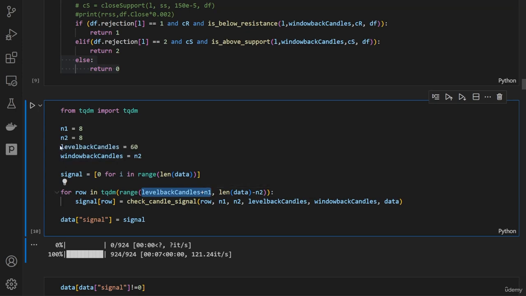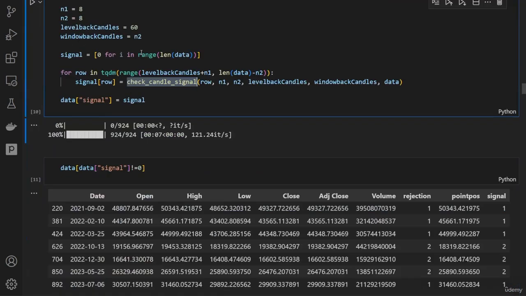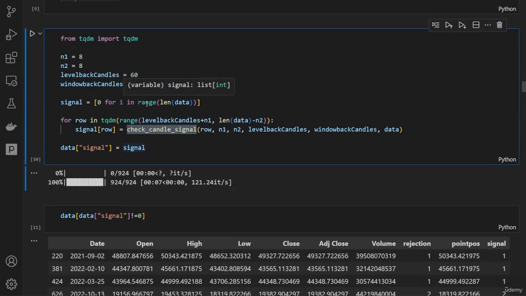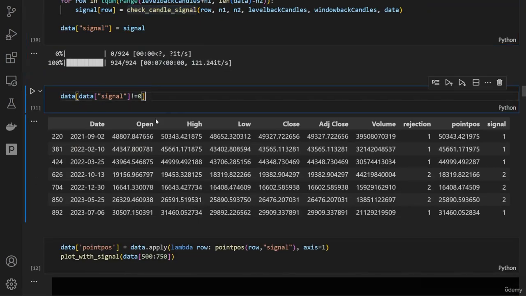We need this level back candles at least to compute resistance and support levels to be able to do our study for the signals. And up to the end of the data frame minus the N2 window, the signal row value is equal to the result of the check candle signal function, which is provided here in the previous cell. So once this is done, we store all the values in our data frame, and we can print the rows where we have a signal that's different than 0.